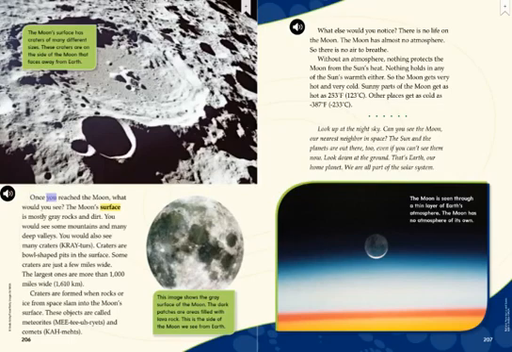Once you reached the moon, what would you see? The moon's surface is mostly gray rocks and dirt. You would see some mountains and many deep valleys. You would also see many craters. Craters are bowl-shaped pits in the surface.